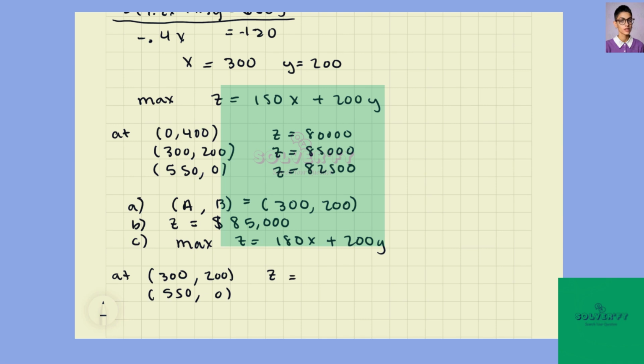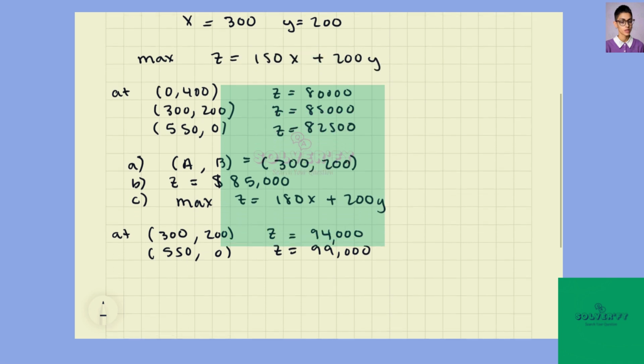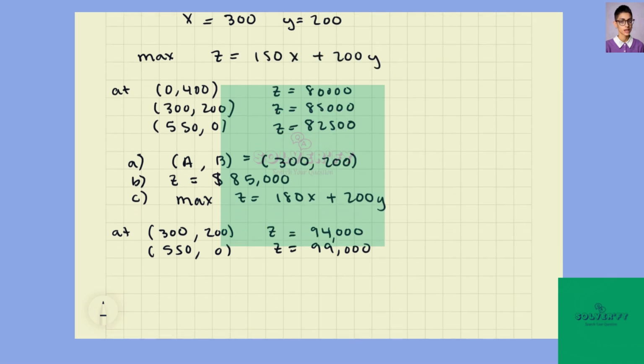So here Z is going to equal 300 times 180 plus 200 times 200, which will be 94,000. And lastly, we have 550 times 180 here, which will equal 99,000. So our max does change. So A and B here will equal 550 and 0 for B.